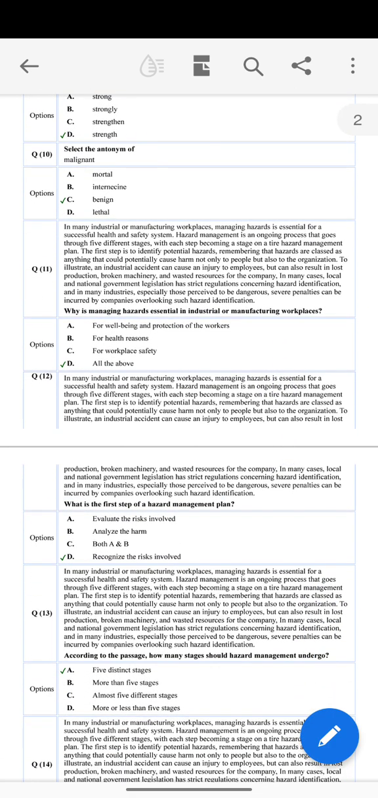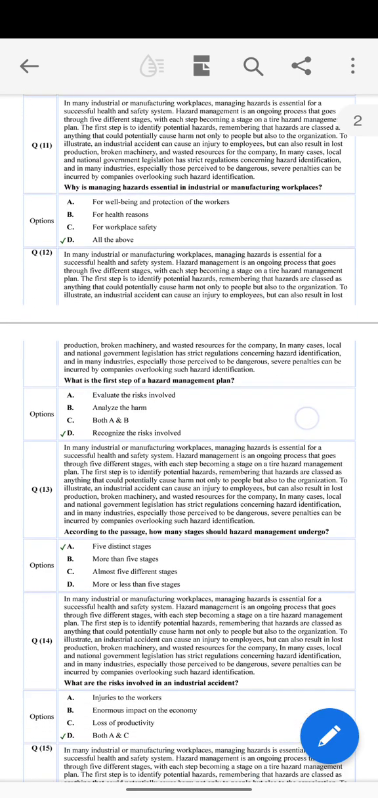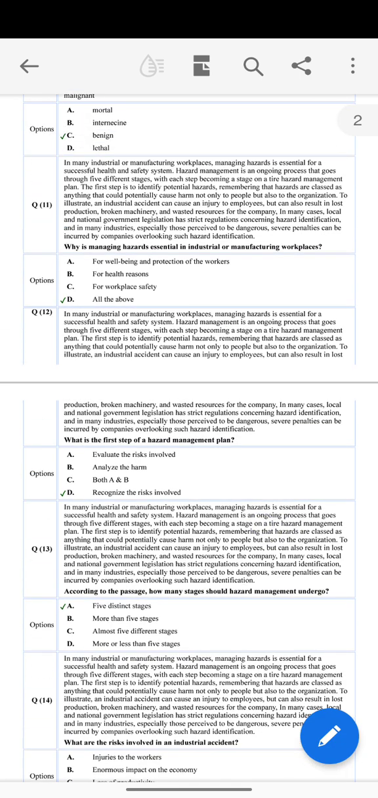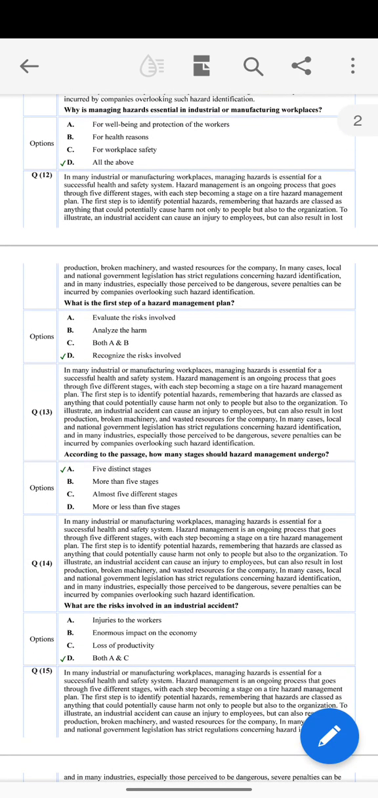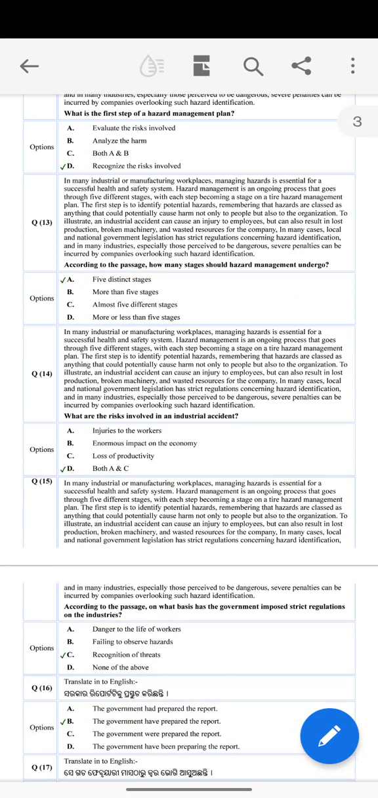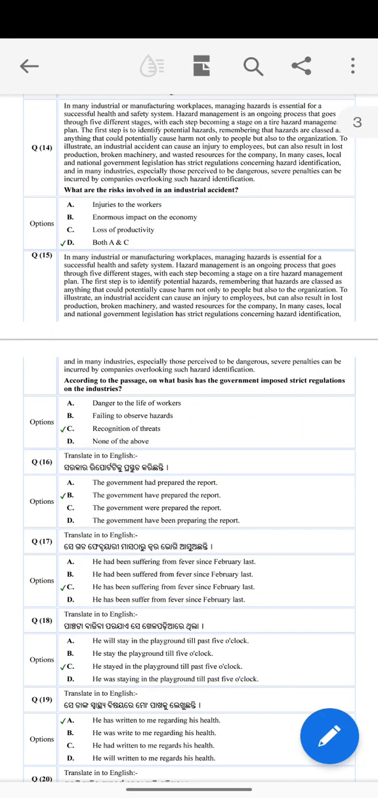Question number 11 has a small passage given to you, and the question is asked from this passage, which you have to read very thoroughly. Based on the information given in the reading comprehension, you have to answer the question correctly. Question number 12 is again from the given passage. Questions 13, 14 and 15 are also part of this RC.